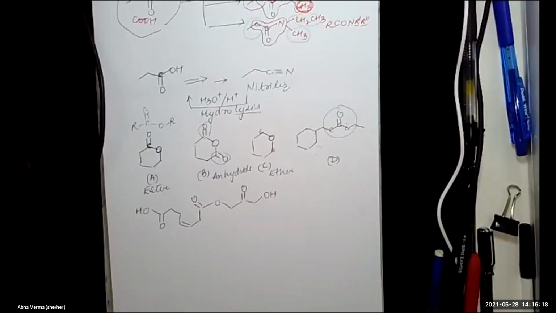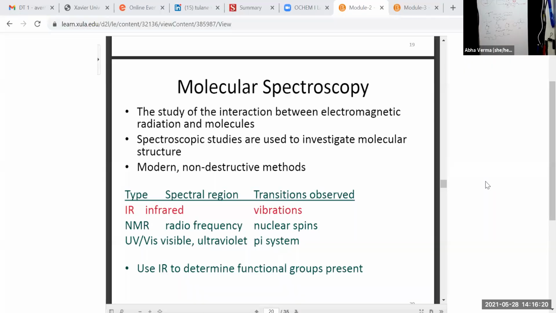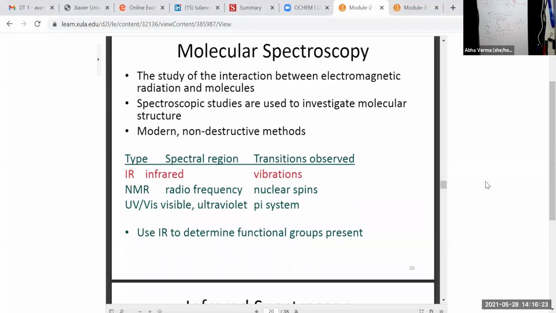All right, very good. So we're going to go ahead and do our last part of this chapter, which is molecular spectroscopy. It is in chapter 14 for Klein, but we have to introduce this here because spectroscopy is a very important part of our course because it'll help us investigate molecular structures. Now, the only thing IR is going to help us with is the functional group determination. Okay, and how is this going to happen?